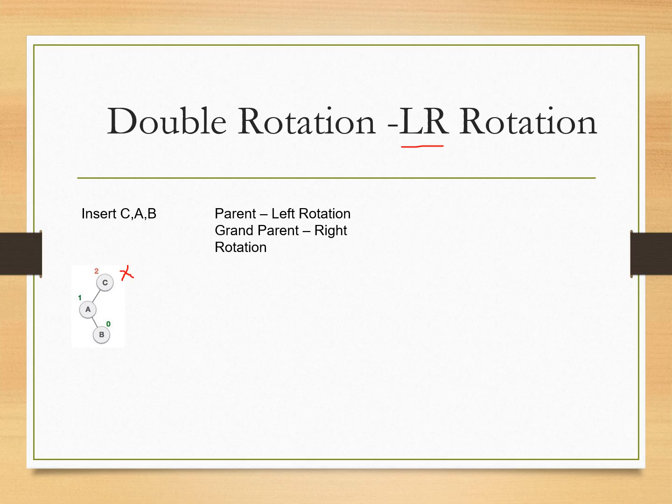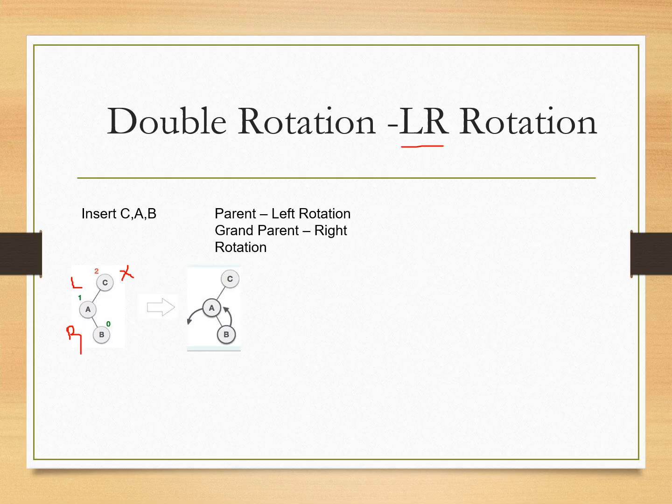So here it is imbalanced. Since we have inserted to the left and right, see, here it is left, here it is right. Yes, so left and right. So what we have to do is, we have to rotate the parent left and the grandparent right. So both rotations have to be done. So let us see that with this example.